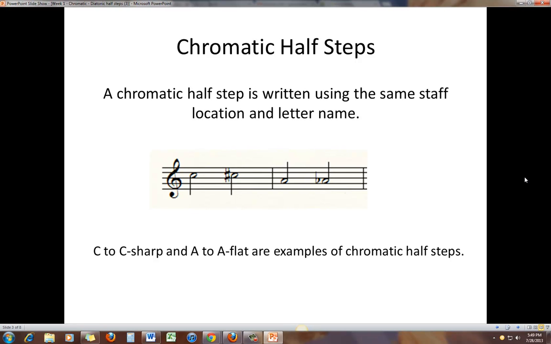A chromatic half step is written on the same staff location and has the same letter name. So a half step from C to C sharp is a chromatic half step. A half step from A to A flat is also a chromatic half step. Notice that they're in the same spot on the staff. They use the same letter name, with one having an accidental to define it in order to get the half step.